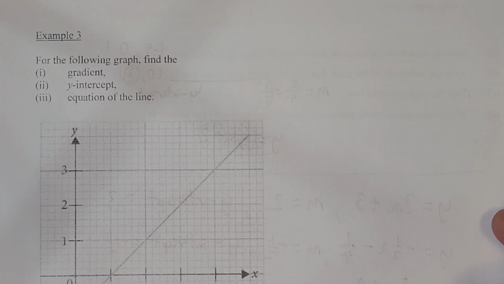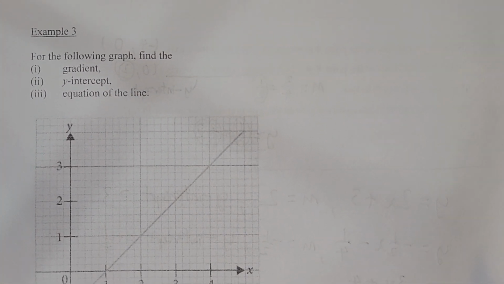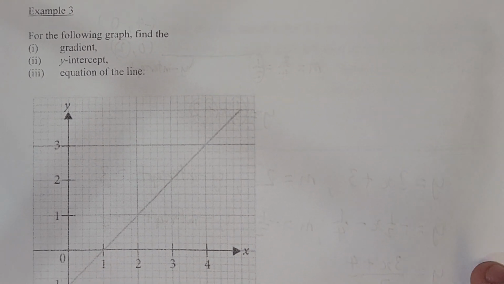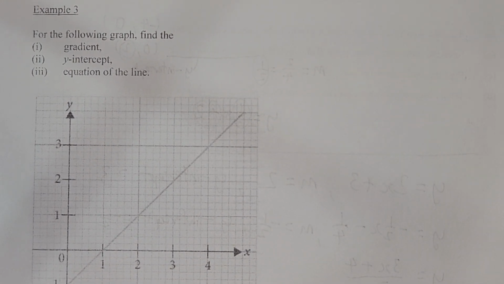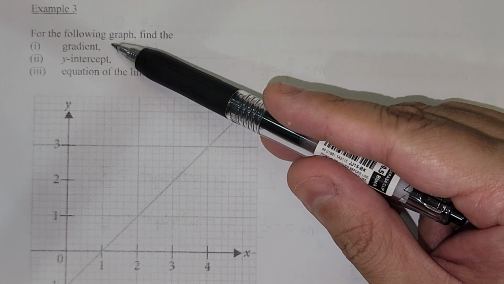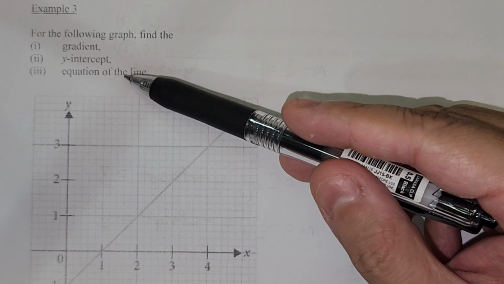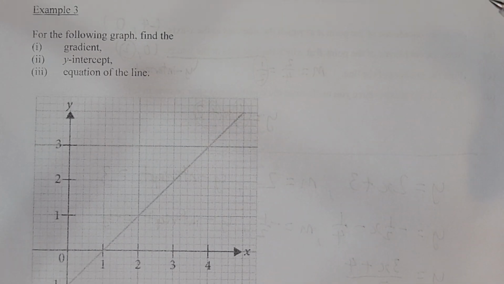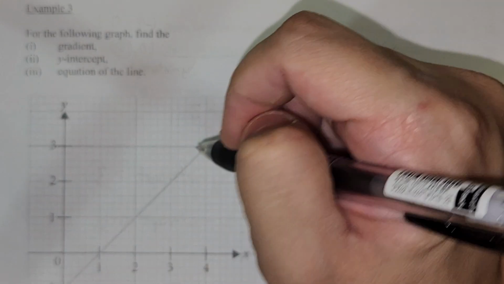Now I'm going to go through example 3. Example 3 is the other way around. That means now with the line given to us, we need to find out the equation of the line. So we have to find the gradient, the y-intercept, and lastly the equation of the line. How do we find the gradient?